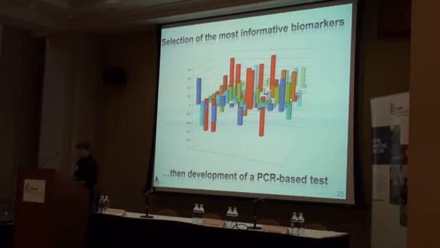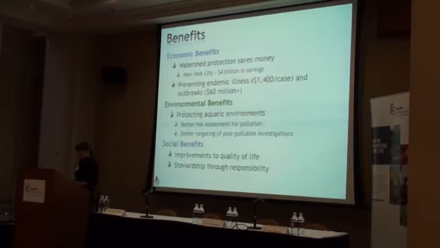So in short, what we're hopeful we can do, through careful bioinformatics analysis of this metagenomics data, factoring in some of these issues such as the example I gave, is select the most informative biomarkers and lead to development of a PCR-based test. The economic benefits are potentially significant. It's been shown how watershed protection saves money. In New York City, $4 billion in savings was shown to be possible for preventing epidemic illness.